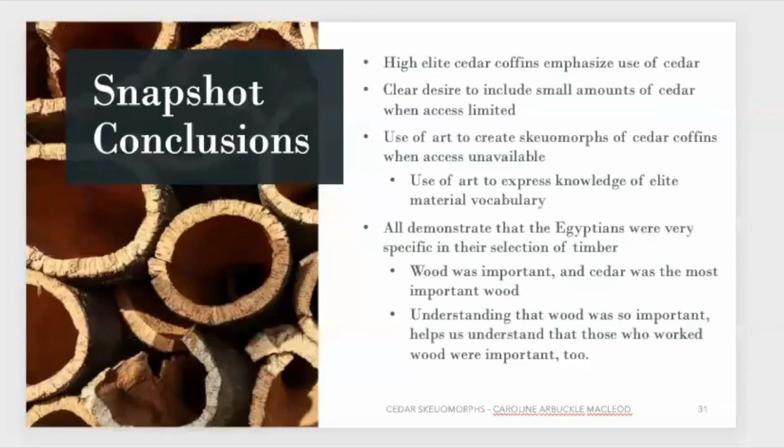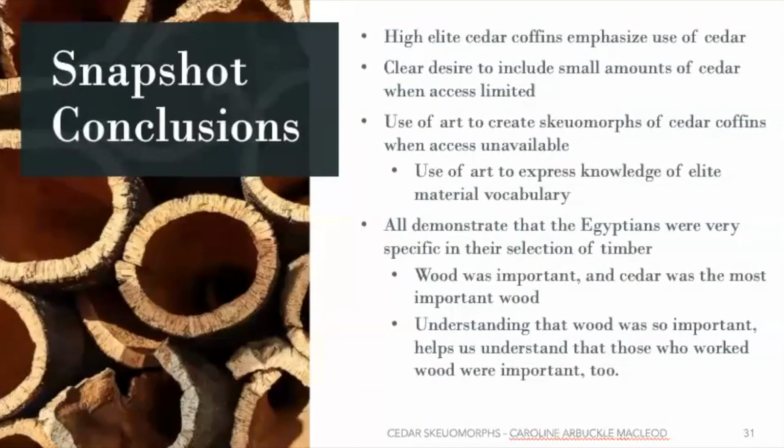So to conclude this snapshot, I've reviewed 3 forms of coffin construction and decoration. The first is the high elite cedar coffins, where the use of cedar was emphasized, either by leaving the wood exposed or adding a very light wash of red or yellow color. The second was the use of thin strips of cedar veneer over a local wood core when access to large amounts of cedar was limited. Finally was the use of art to create a local wood skeuomorph of a cedar coffin.